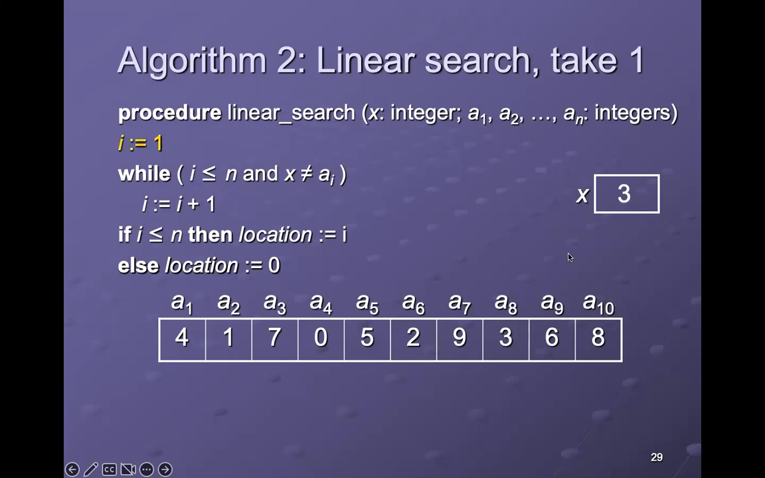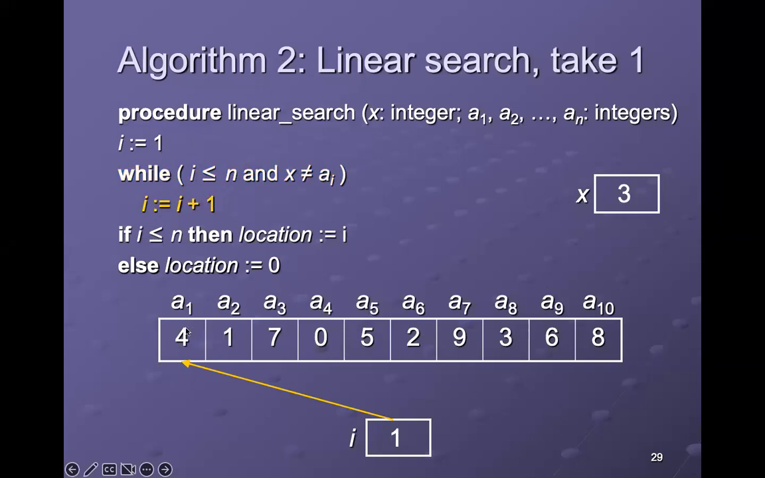Now, the first thing is we are going to iterate through the loop. So we will start from the first element, so i is equal to 1. Now, we are going to loop through this list and look for that number 3. Okay, next.